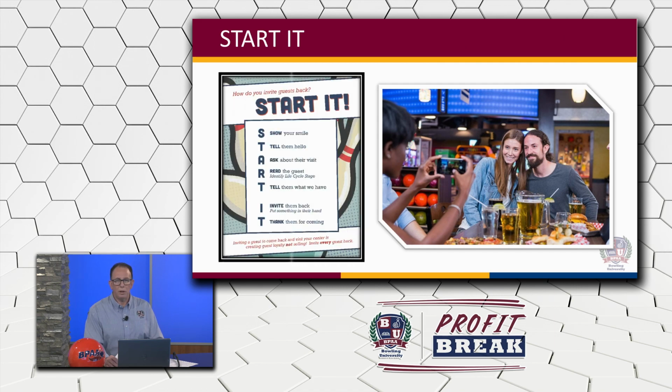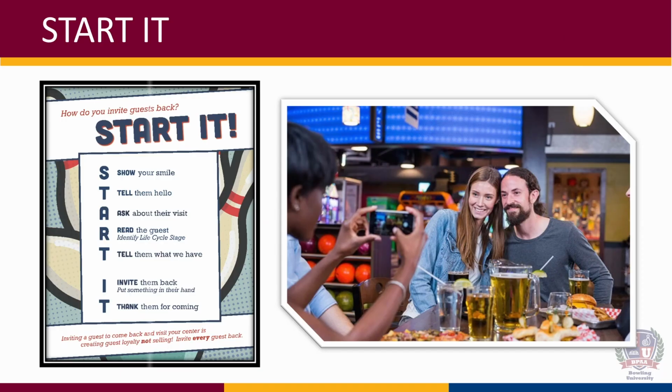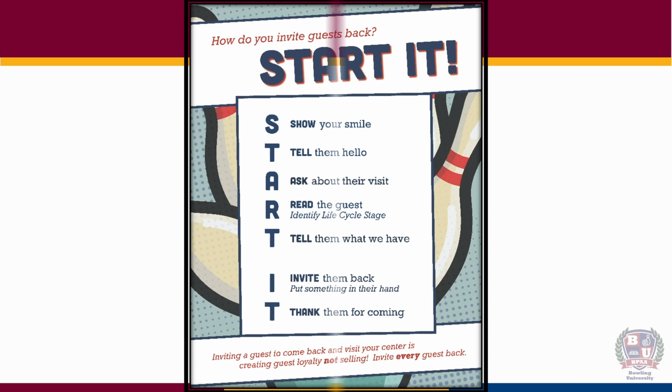So how do you do it? Well, you just START it. START is a simple program that's available to you that you can use to help train your frontline team members, and it's pretty basic. It's a simple acronym: show your smile, tell them hello, ask about their visit, read the guests. That's the toughest one. That's where we have to place them where they are in the bowler life cycle, and then tell them what we have.